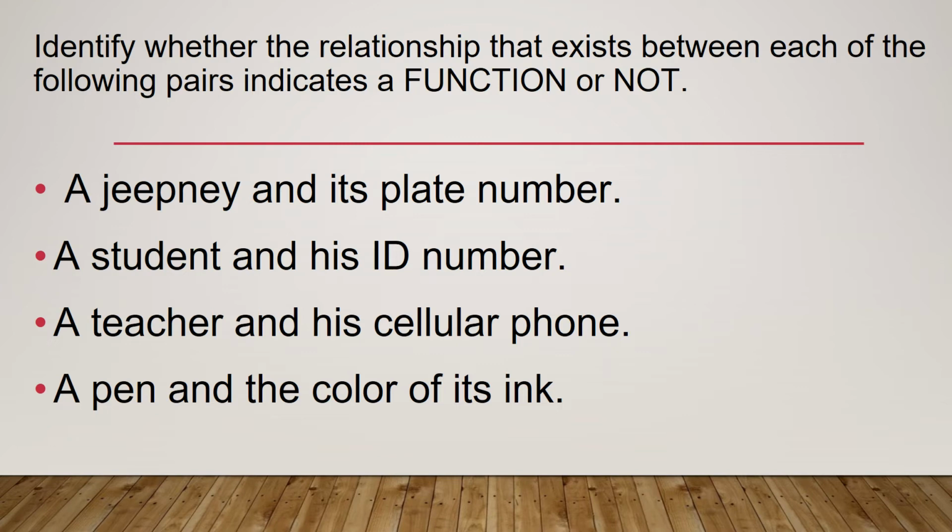Okay. Next, a teacher and his cellular phone. Or a teacher and his phone. So, it is a relation or it is not a function. Why? A teacher may have two or more cell phones. So, a teacher can have many cellphones. And letter D, a pen and the color of its ink. So, it is not a function. Why? There are some pens that have 2 or 3 colors, no? So, it is not a function.